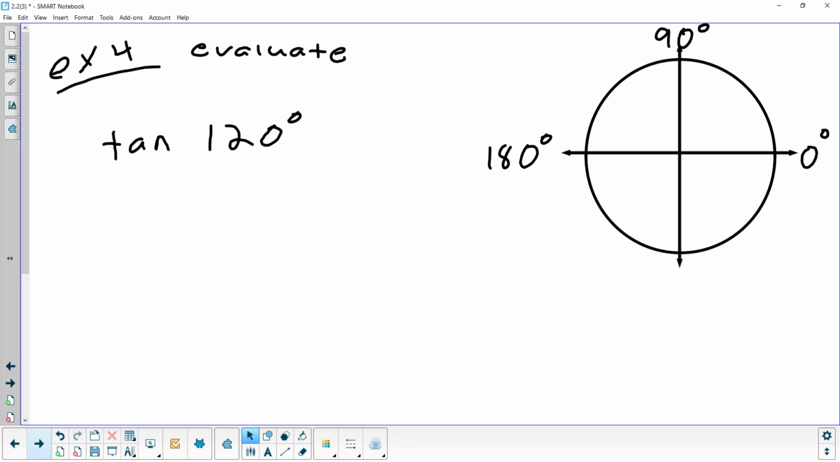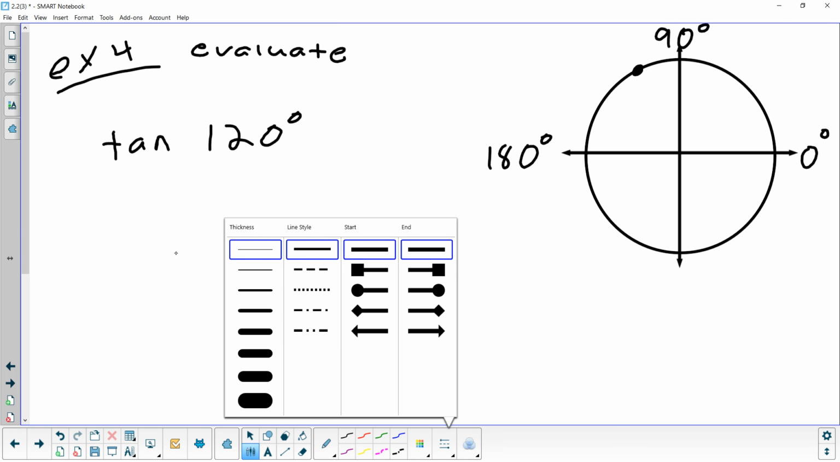3 choices. Right in the middle, closer to 90 or closer to 180. Jacob, where's 120 going to go? 30 degrees past 90. Yeah, just 30 degrees past 90. It's just a little bit past 90, so it's definitely going to be closer to 90.